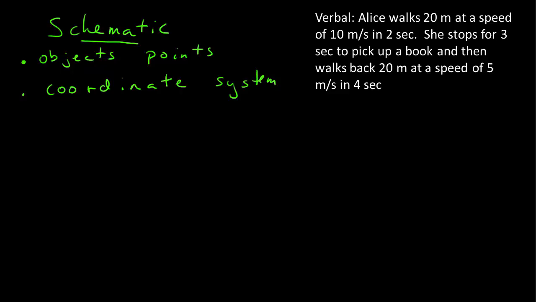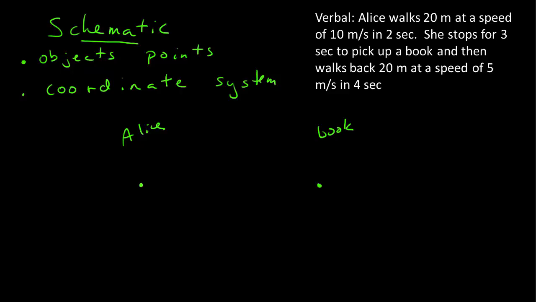A schematic representation is different from a pictorial representation in that I'm not trying to get a picture or a visualization of what's happening, but I'm trying to represent the system in a way that I can translate it into math. Here, I'm going to represent my objects as points. So this point will be Alice. Here's another point. This will be the book. These are 20 meters apart.